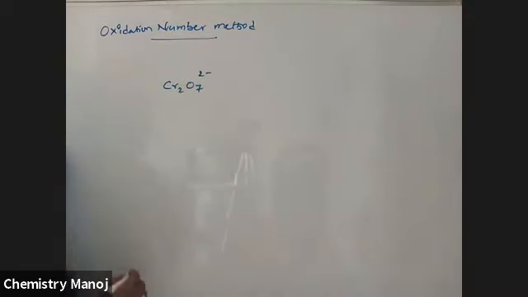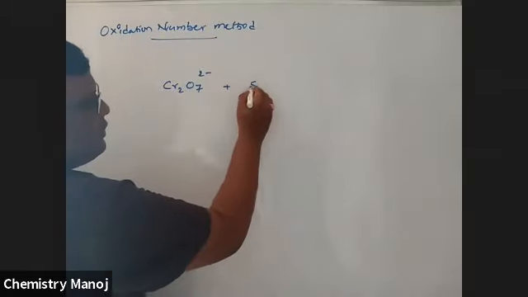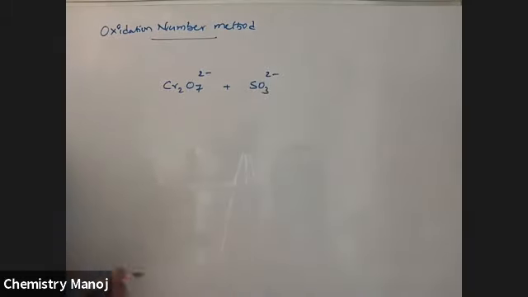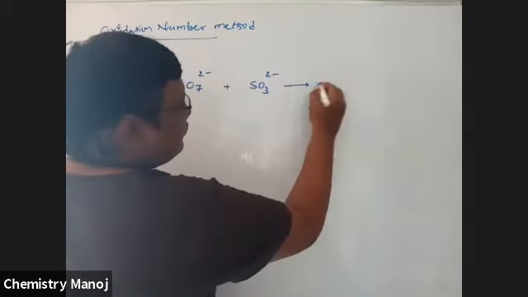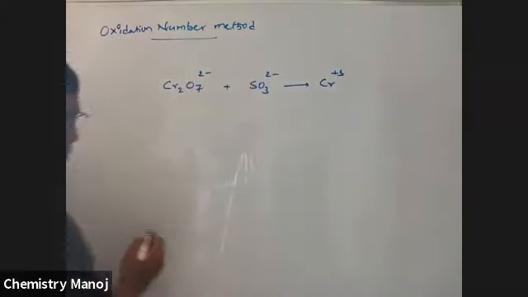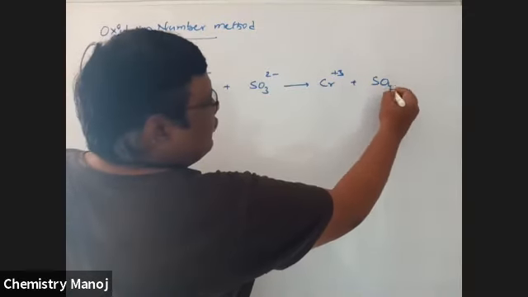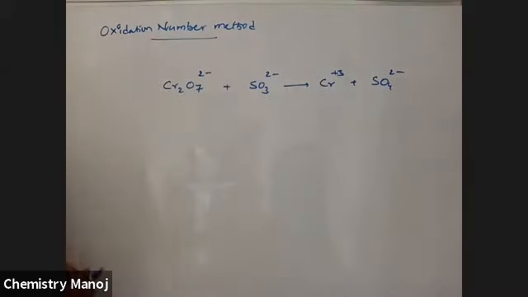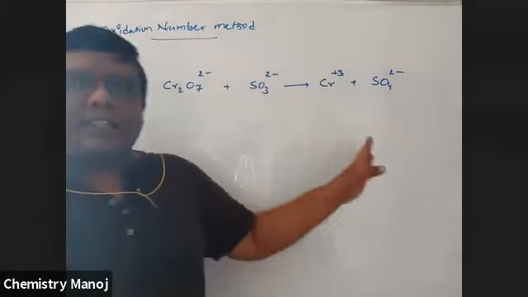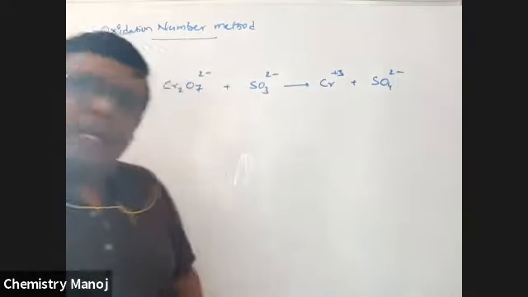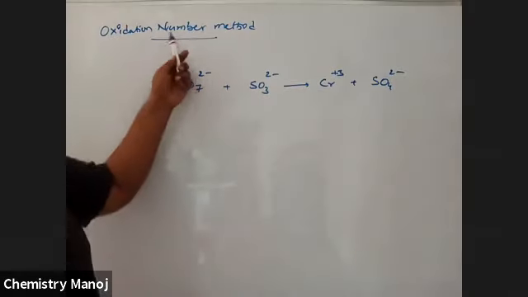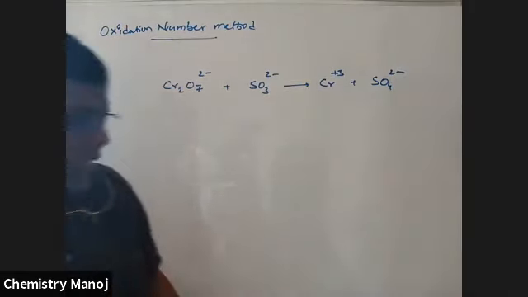Cr2O7 2 minus plus SO3 2 minus gives Cr plus 3 plus SO4 2 minus. It is the equation. You should balance this equation also in acidic medium and basic medium. Now I am going to complete this equation by the oxidation number method.